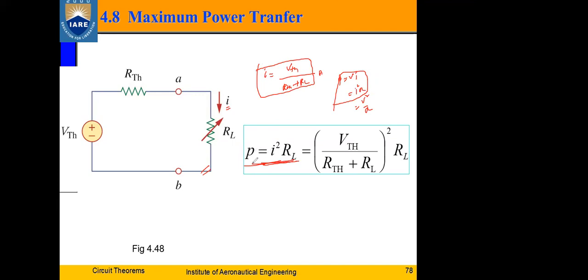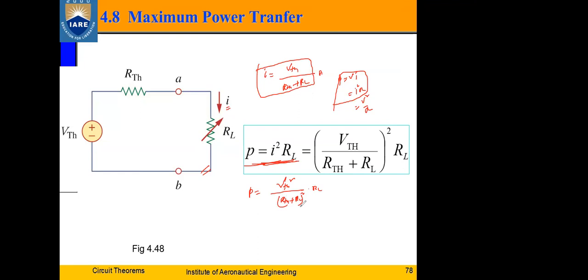So we take P is equal to I square RL, where I can substitute the equation for I as VTH by RTH plus RL. So this is the equation I am going to get. Fine. So the next step, the equation can be expanded as VTH square by (RTH plus RL) whole square into RL. Then after this, is that okay?